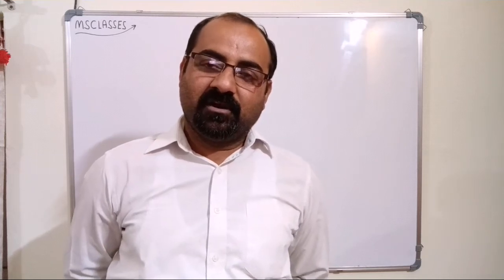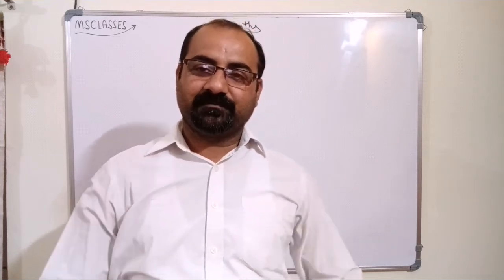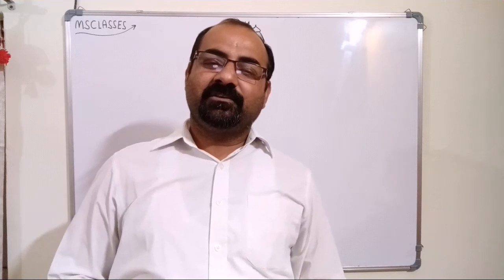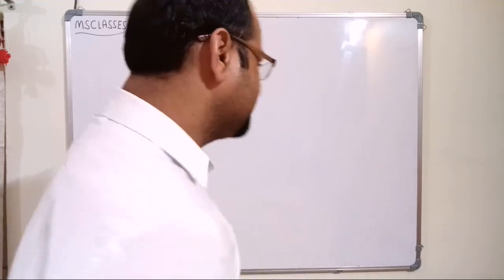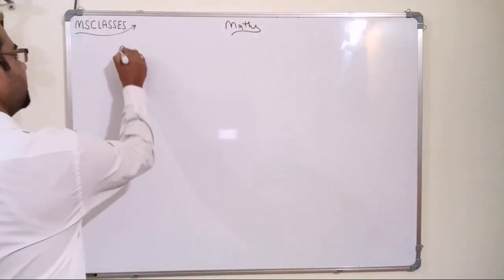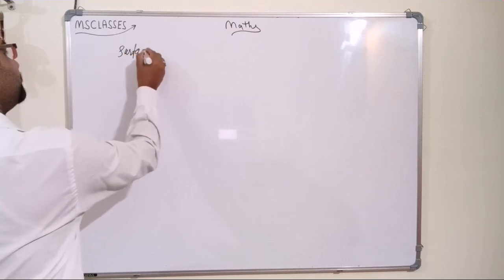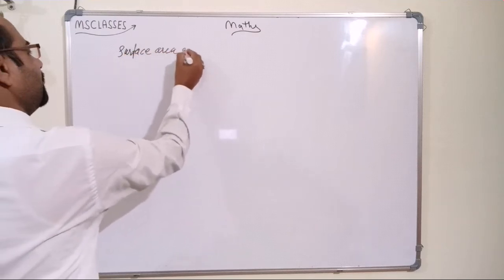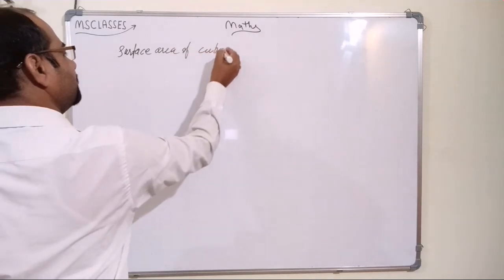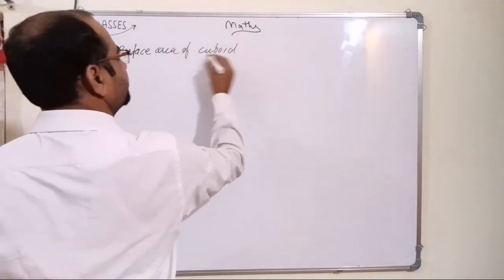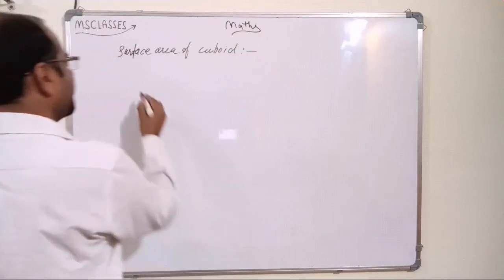So now we will take a second example by which we solve the question on the surface area of a cuboid. Okay, so first of all we make a cuboid and try to solve the question. So let's see surface area of cuboid. So what is cuboid?